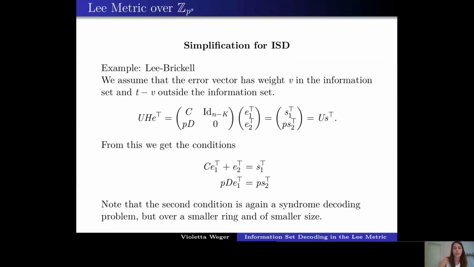And for that, we have to look at Lie, because unfortunately in Prange we cannot see it. So in Lie we assume that in the information set, in this e1 here, we have Lie weight v and outside t minus v. If you multiply it out together with this simplified systematic form, we get the following two conditions. And now look at the second condition, forget about the p. What you see is again a syndrome decoding problem, but now we are over a smaller ring, that is Z mod p to the s minus 1, and our matrix D is of smaller size. So what we did is solving it iteratively with this simplified systematic form.